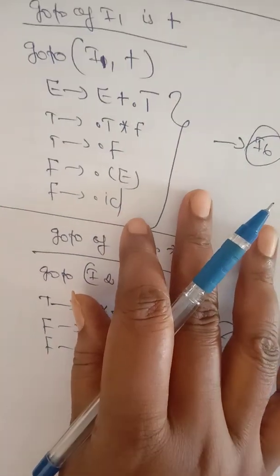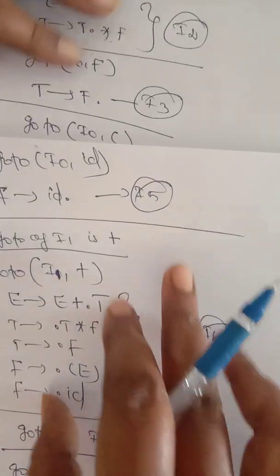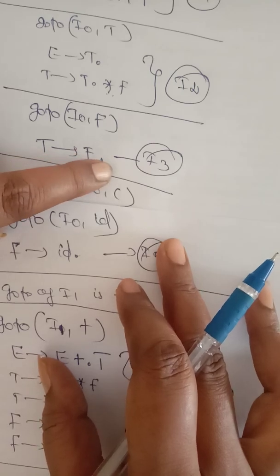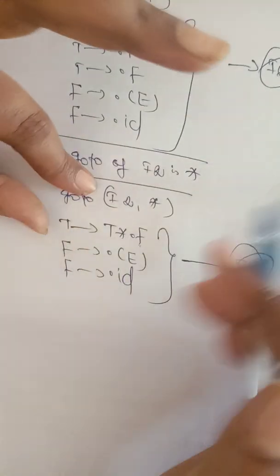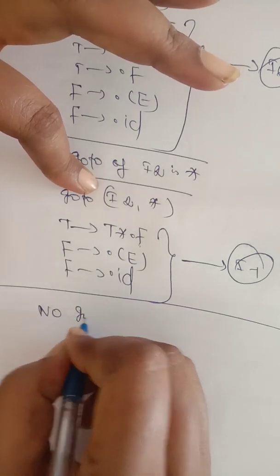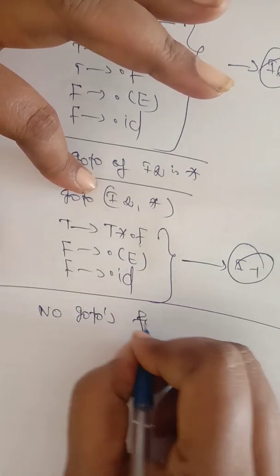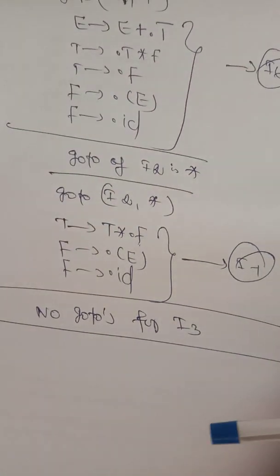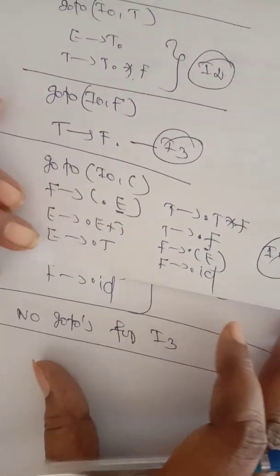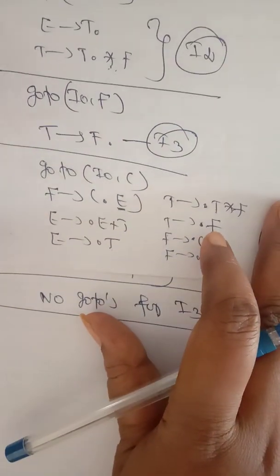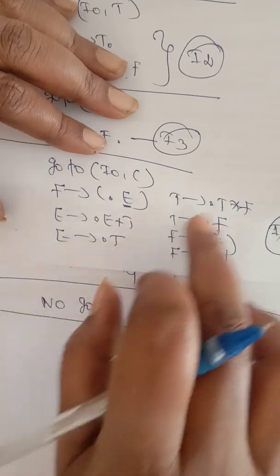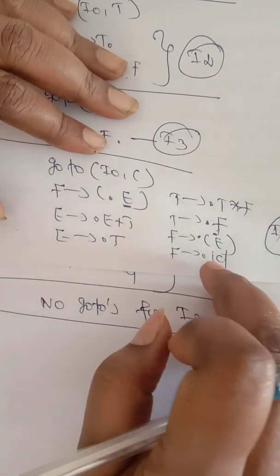Next, check goto of I3. What is the goto of I3? Here, after the dot we are not having any value, so no gotos for I3. Then come to I4. In I4, what gotos are available? After the dot we are having E, and here we are having T, F, open bracket, ID.